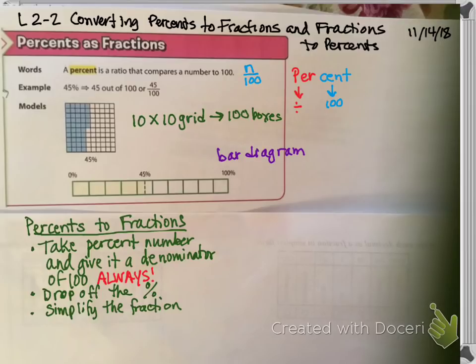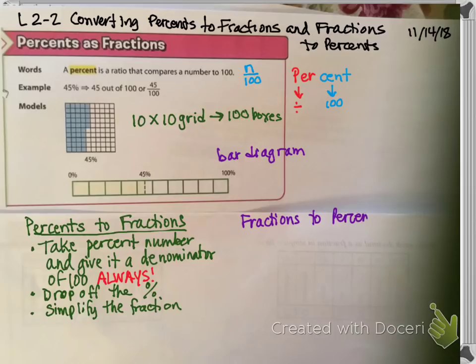So take whatever the percent number is, give it a denominator of 100, don't include the percent symbol, and then simplify the fraction. That's as easy as it gets. So let's talk on the other side about fractions to percent. So maybe I can cram it all on here.